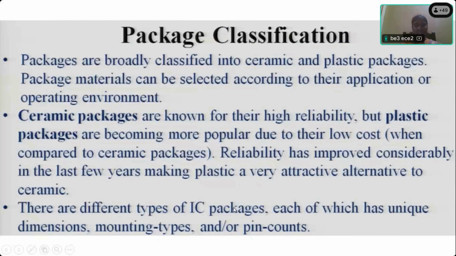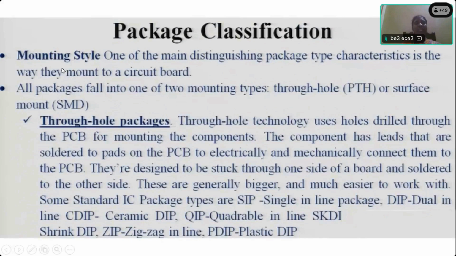And here you can see different types of ICs. It is based on mounting types or pin counts. And here, under mounting types, the different packages are through hole packages or surface mount packages. So through hole means PCB, printed circuit board. Okay, PCB, printed circuit board.